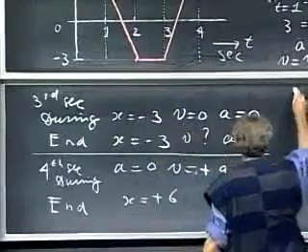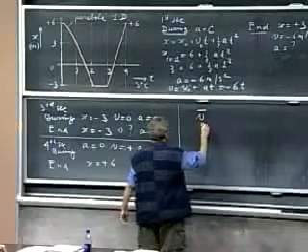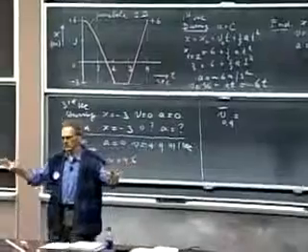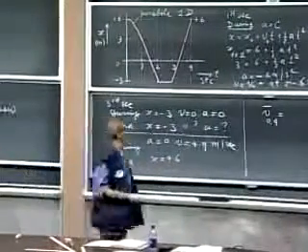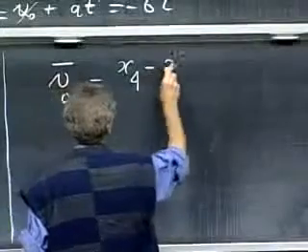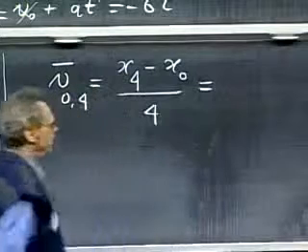I think that it is reasonable to ask the following question. What is the average velocity, for instance, between time 0 and time 4? We define average velocity as the position at time 4 seconds minus the position at time 0, divided by 4. That is our definition.